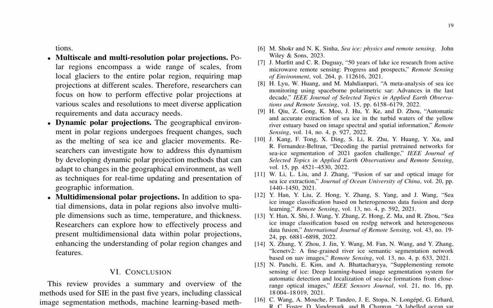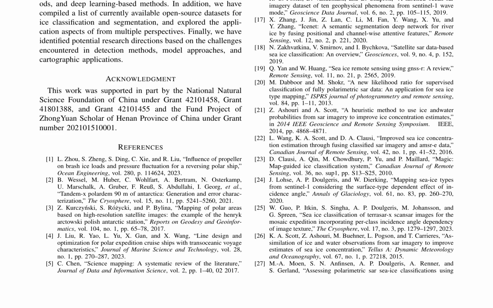The research paper discusses various methods used for sea ice detection and classification, focusing on the use of synthetic aperture radar, SAR, data. It highlights the importance of multi-scale and multi-resolution polar projections for effective mapping of polar regions, including local glaciers and the entire polar region. The paper also emphasizes the need for dynamic polar projections that can adapt to changes in the geographical environment, such as sea ice melting and glacier movements.